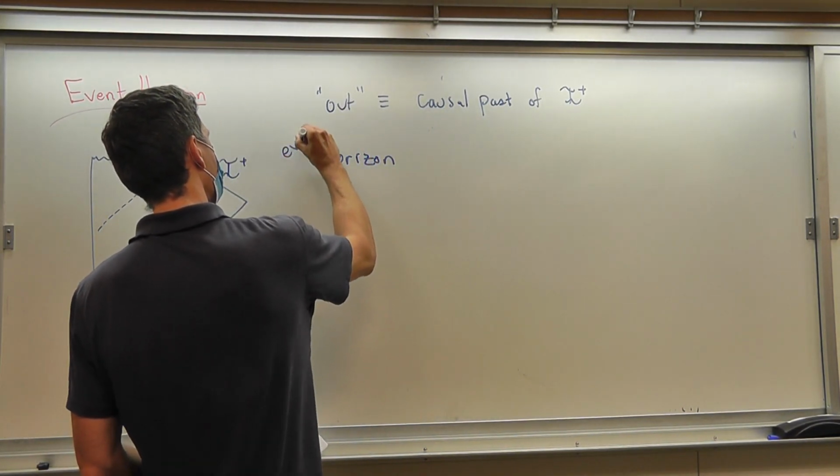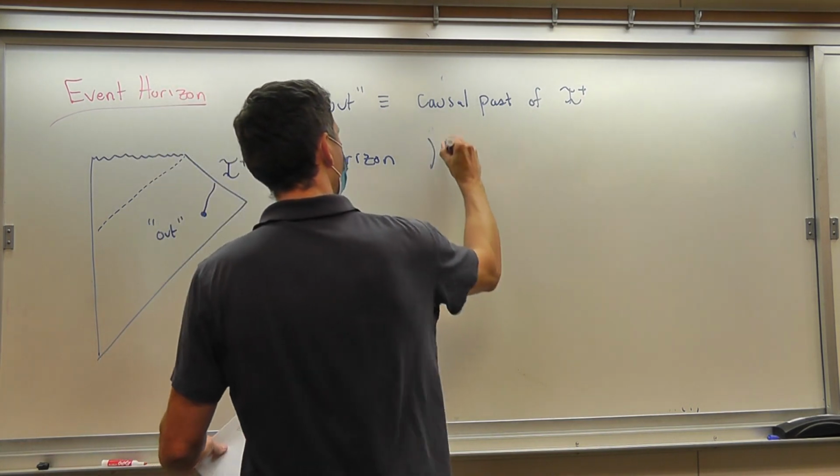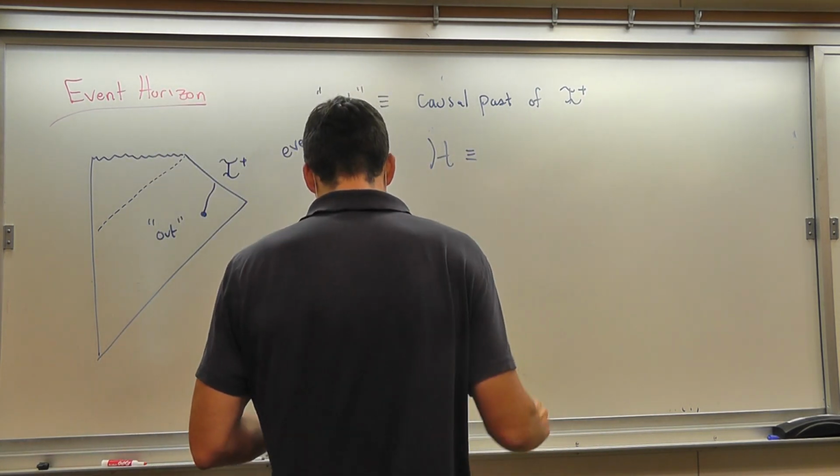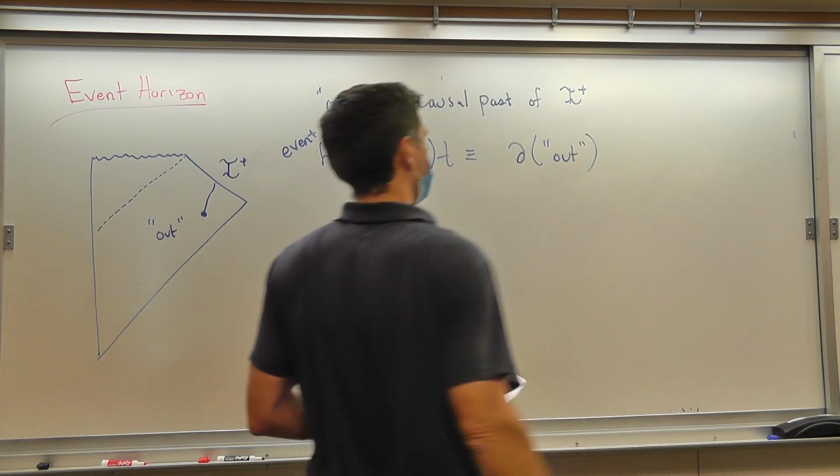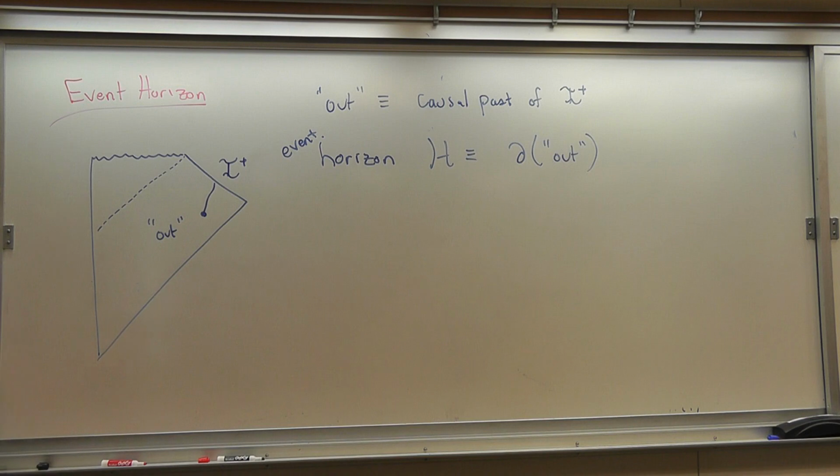Then the event horizon H is defined to be the boundary of out. Okay, this is how event horizons are defined. It's a weird definition. Let's think about how weird it is. These are things that you hear in a GR class, but let's think about it for a minute.